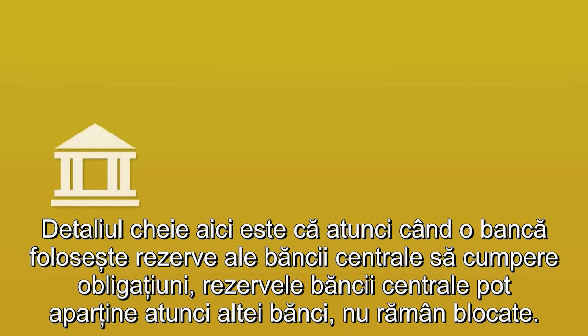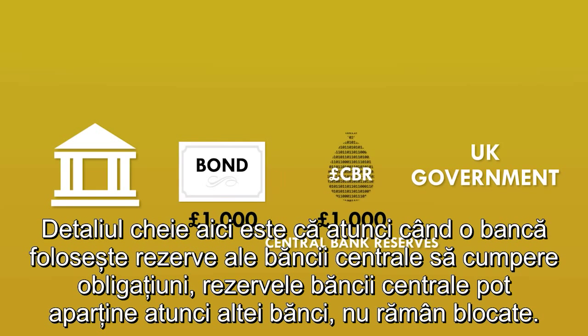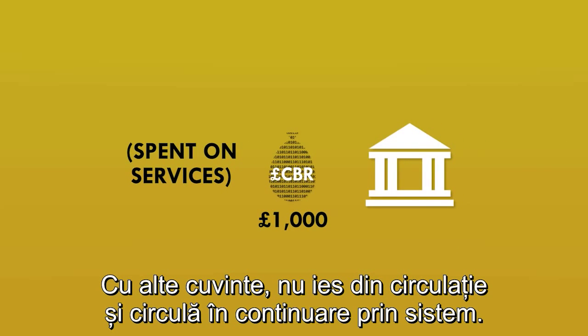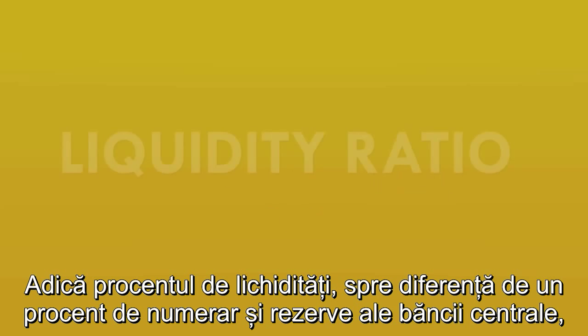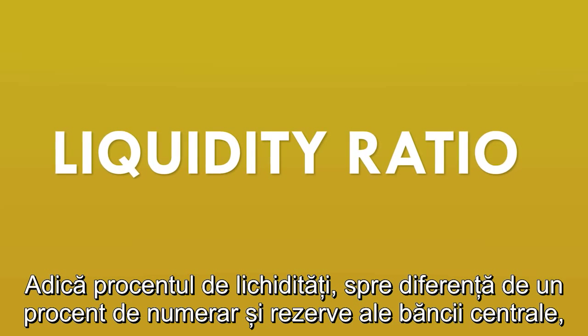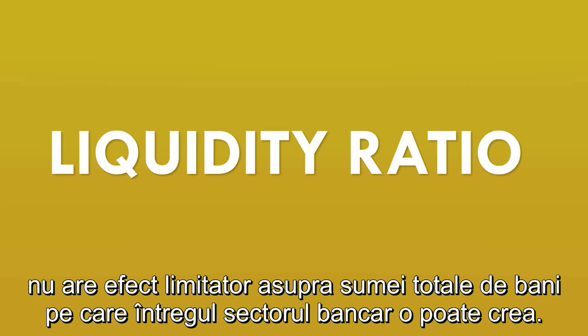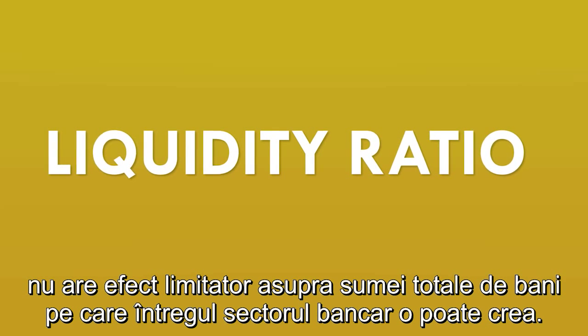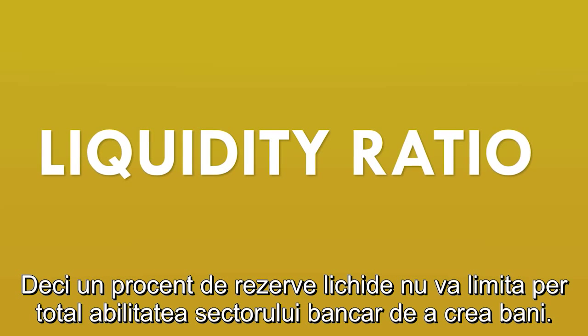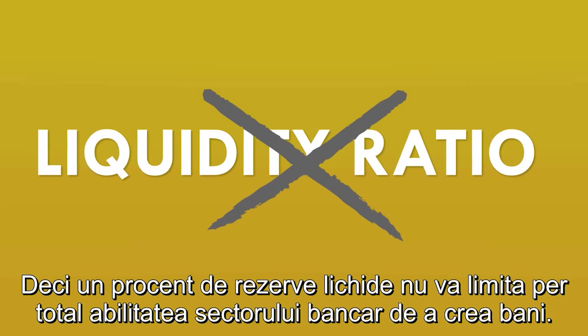The key detail here is that when a bank uses central bank reserves to buy bonds, the central bank reserves then belong to another bank. In other words, they're not removed from circulation, they're still circulating through the system. This means that a liquidity ratio, as opposed to a proper cash and central bank reserves ratio, has no limiting effect on the total amount of money that the banking sector as a whole can create. So a liquidity reserve ratio will not limit the banking sector's total ability to create money.